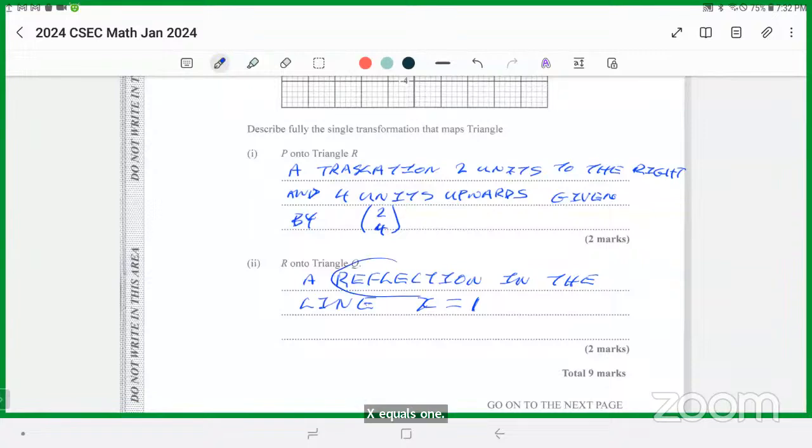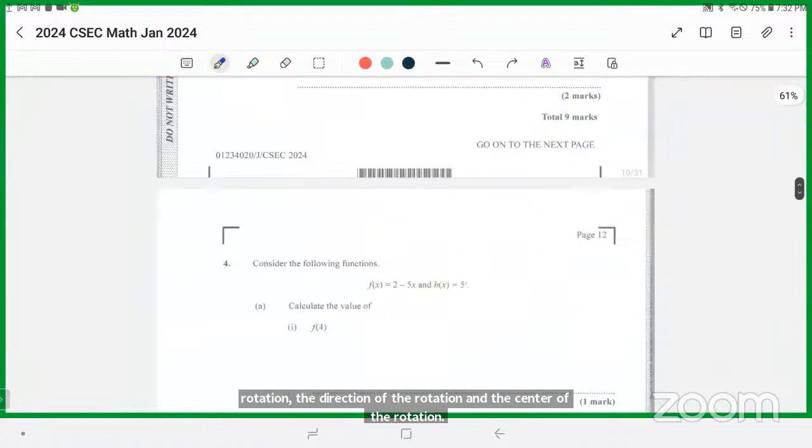When you describe a reflection, you give the equation of the line. If you describe an enlargement, you have to give the scale factor and the center of the enlargement. If you describe a rotation, you have to give the angle of the rotation, the direction of the rotation, and the center of the rotation. All right. I'm just saying that, even though those were not on this question.